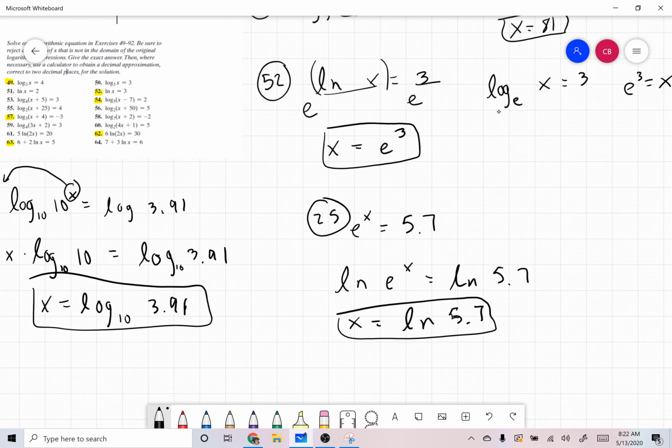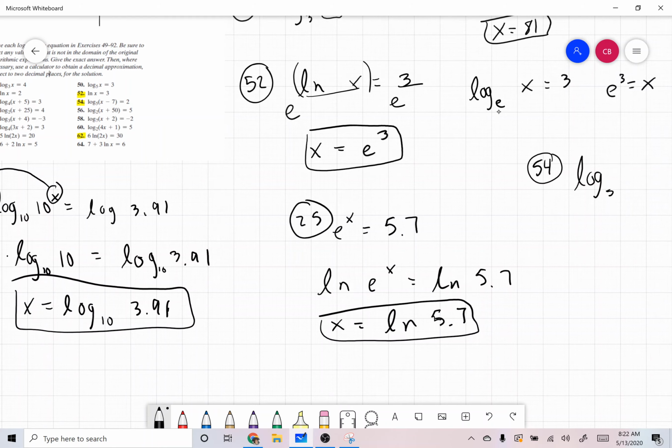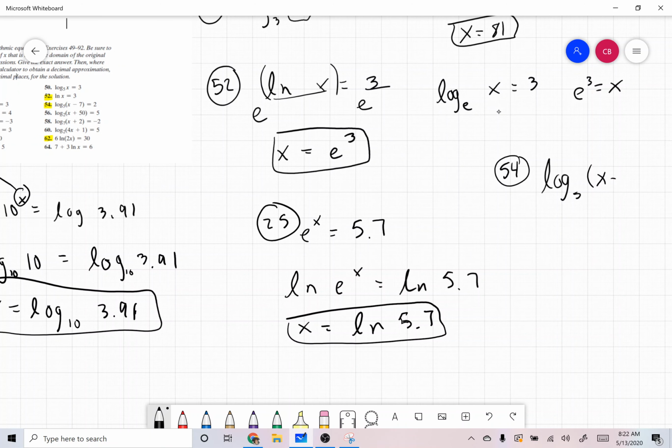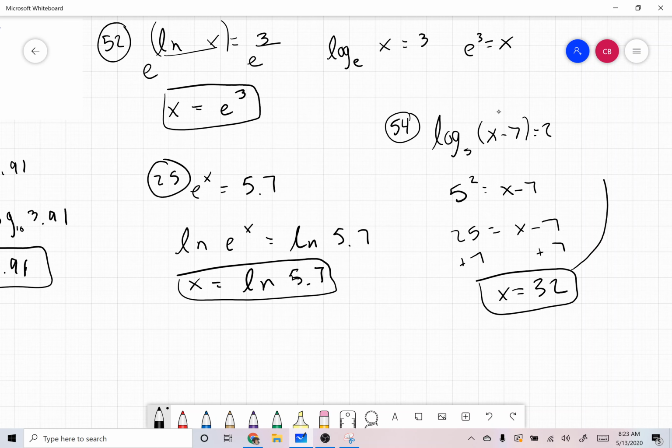Alrighty, let's get back to the other ones. We have number 54. Log base 5 of x minus 7 is equal to 2. So this means 5 to the second is equal to x minus 7. This means 25 is equal to x minus 7. And this also means x equals 32. We plug that into here, and you can see that that works out, so we are good to go. It's positive.